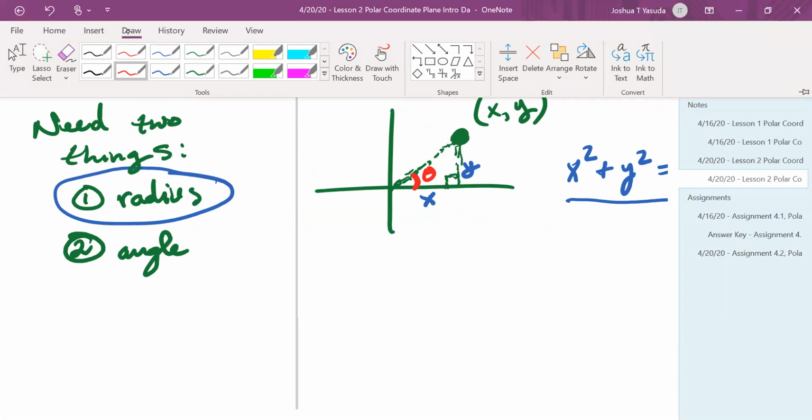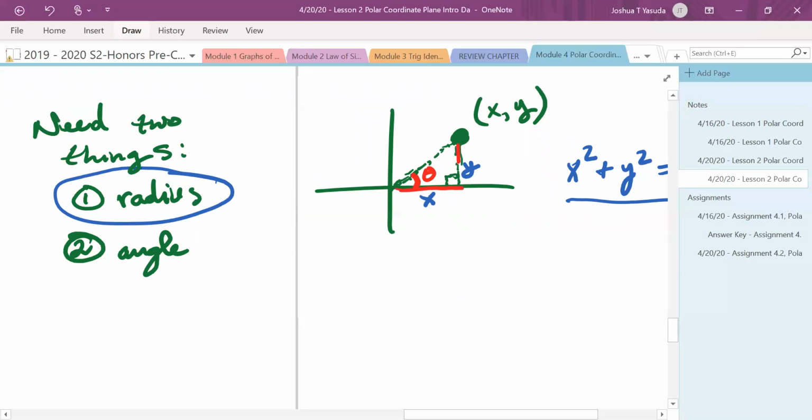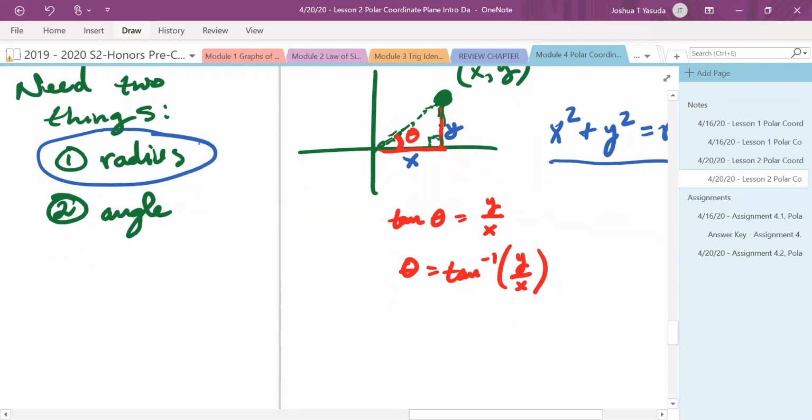Well, the angle that this point creates, what trig function could I use? Well, if I know the adjacent and I know the opposite, it makes sense that I would use tangent of theta, and that would equal y over x. So if I want to find theta, I could do the inverse tangent of y over x.